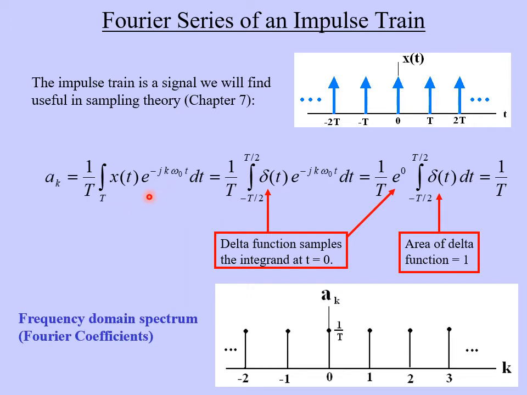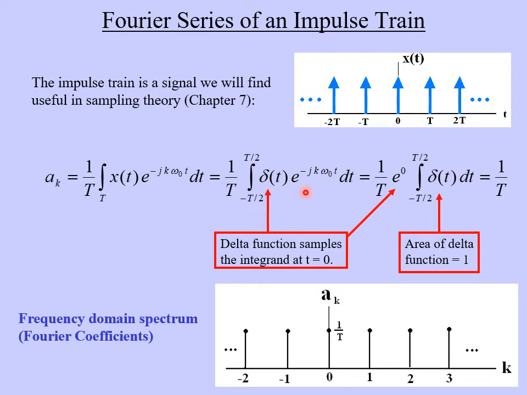What we have to do is substitute in x of t, which, remember, is a delta function. That's the delta function shown right here. And we only have to integrate over one period, so we're going to go from minus T over 2 to positive T over 2. In other words, we're integrating from right here to right here. That's what we're going to consider as our period.